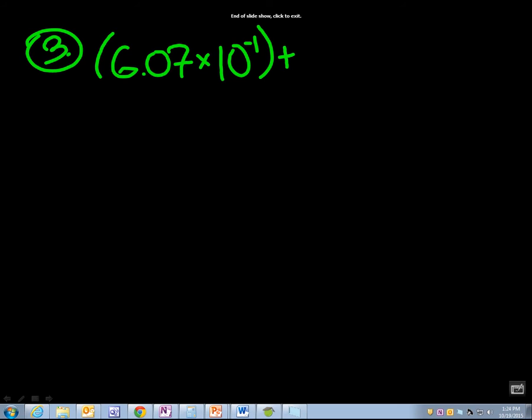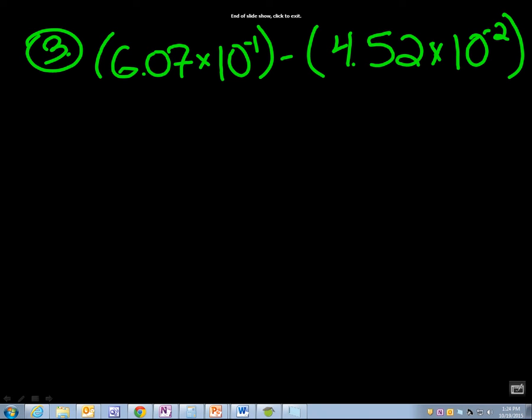Okay. Oops, that's minus. Minus 4.52 times 10 to the negative 2. Oops. I need to make these both the same exponent, so I'm going to go up. I'm going to go up so it's negative 1. So I'm going to make this decimal point go to the right 1 spot.